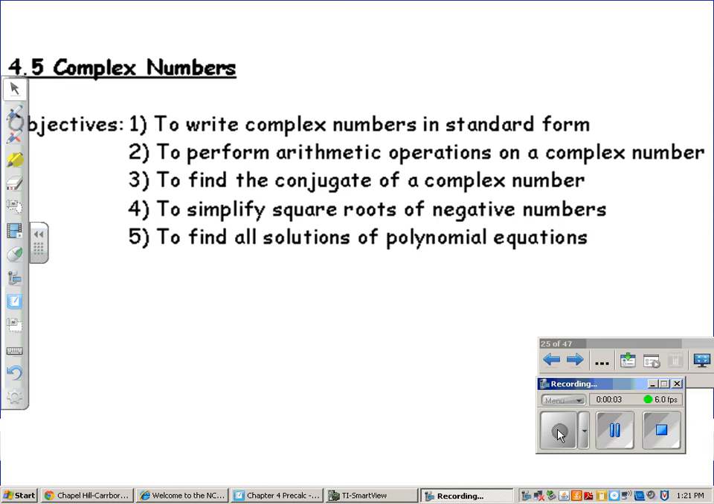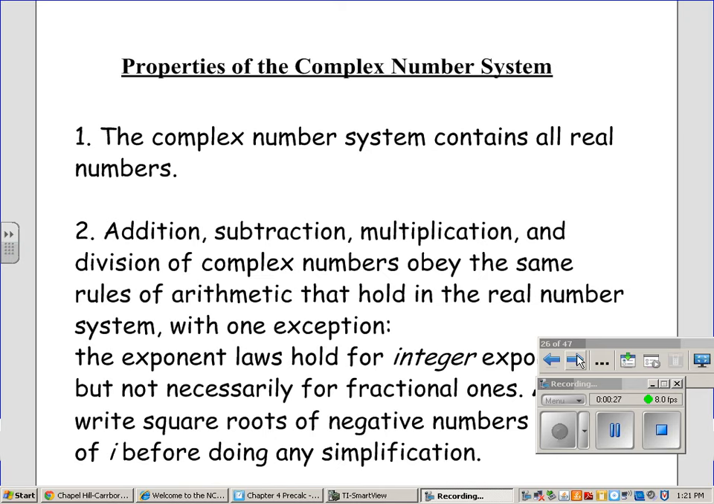Okay, section 4.5, we're learning about complex numbers, and the objectives here are to write complex numbers in standard form, perform arithmetic operations on complex numbers, use the conjugates, simplify square roots of negative numbers, and to find the solutions of a polynomial when the solutions include more than just the real number set.